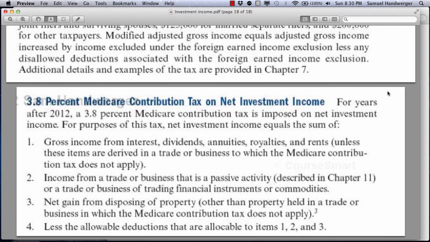And finally, the 3.8% Medicare contribution tax. This defines net investment income, and all the points are important, but number 2 is a big one. When we get to passive activity income, someone remind me to mention this again. Number 2 was a trade-off during the course of the regulations being written for the Medicare contribution tax. It wasn't quite clear that number 2 should apply, but it does, and we'll talk about it when we get there.